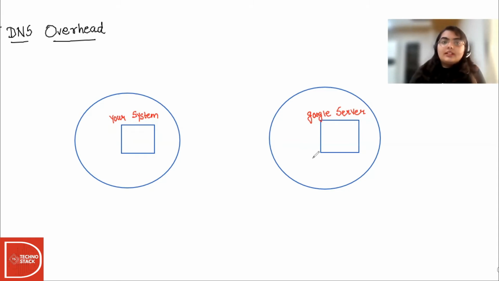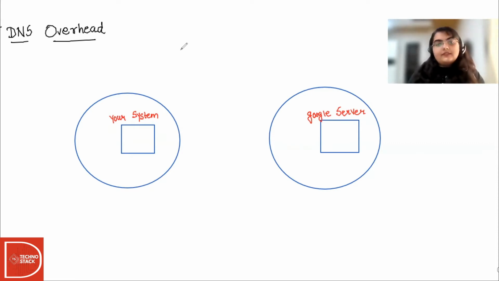Previously we saw some terminologies of computer networks and the basics. So today we are going to look into one specific topic, that is DNS overhead. In the previous session we talked about what a DNS server is, so you might be aware of it. With an example I'll show you what exactly DNS overhead is.